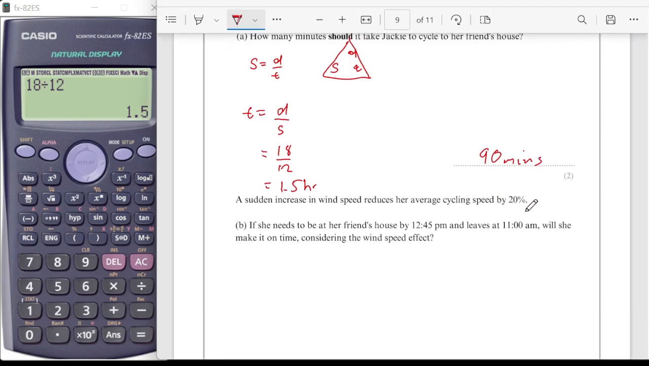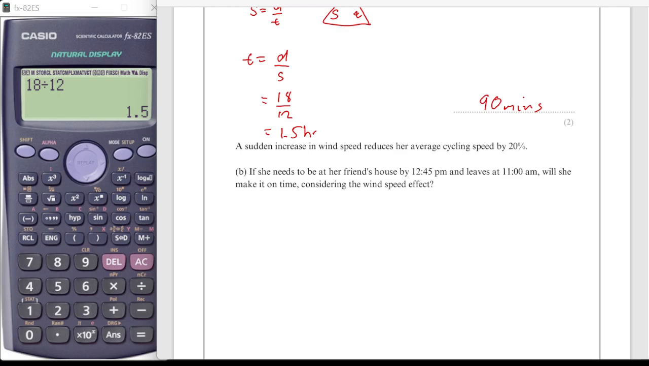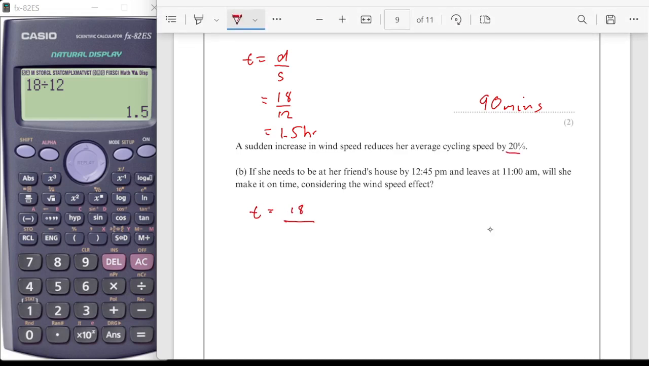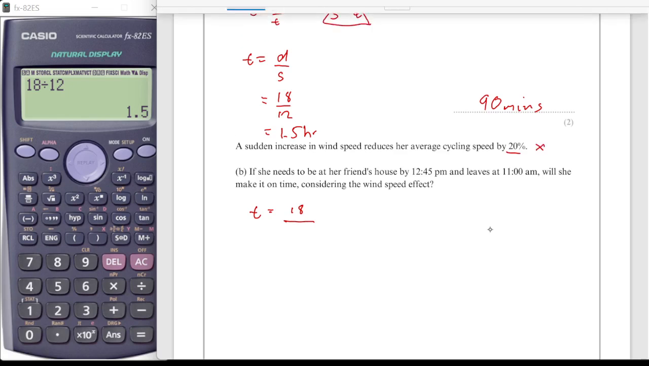A sudden increase in wind speed reduces her average cycling speed by 20%. If she needs to be at her friend's house by 12:45 and leaves at 11, will she make it on time considering the wind effect? So for the wind effect, our distance is going to stay the same, but our speed, if it's reduced by 20%, that's the same as multiplying by 0.8. So it's going to be 18 divided by 12 times 0.8.